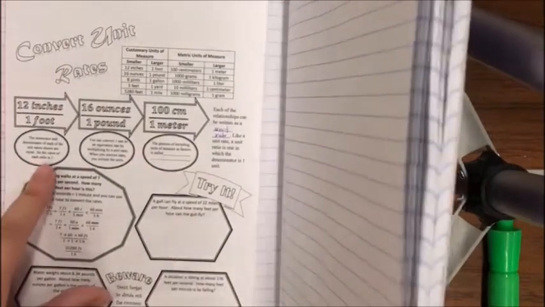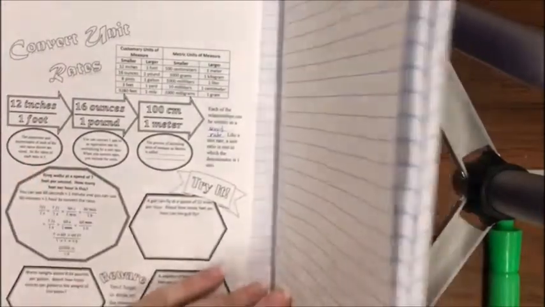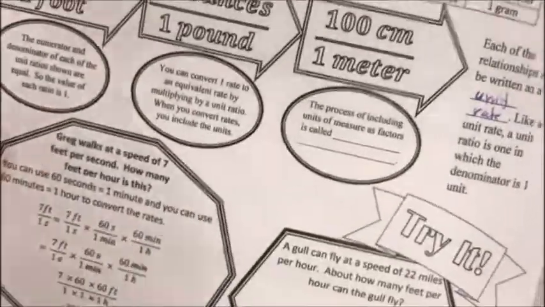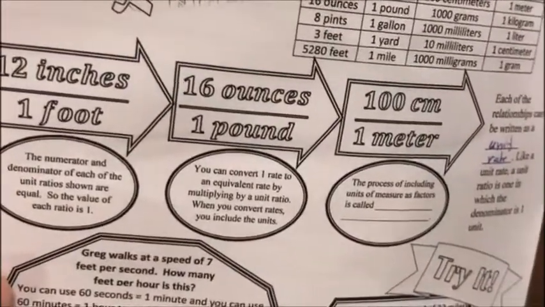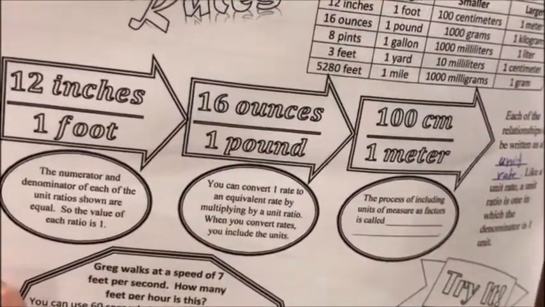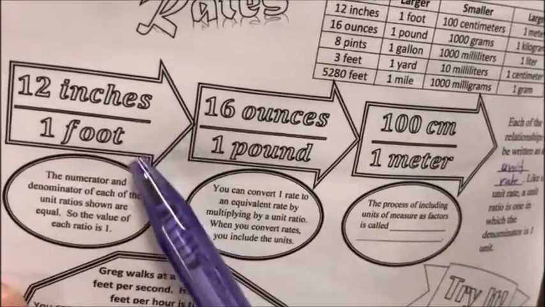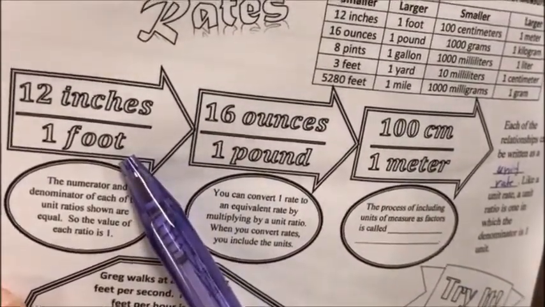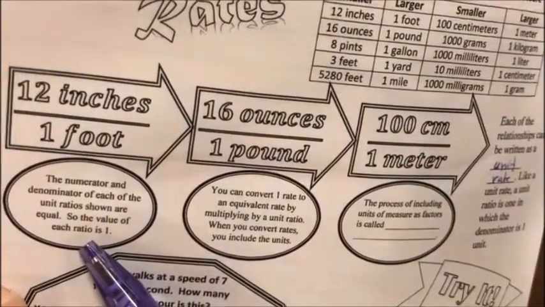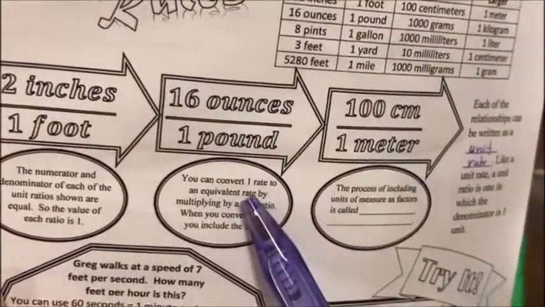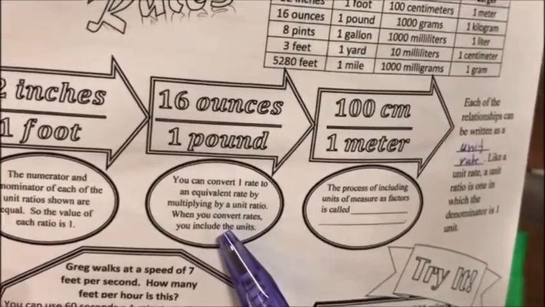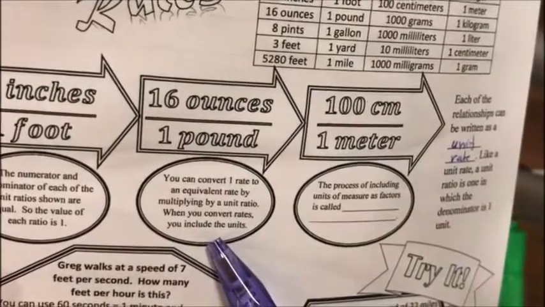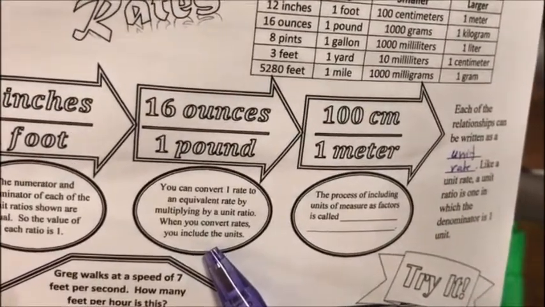So we can see over here where it says 12 inches and 1 foot. I'm going to do this so it's a little bit easier for you to see, a little bit closer. It says the numerator and denominator of each of the unit ratios shown are equal. So you can see that 12 inches is the same as 1 foot. So the value of each ratio is 1. You can convert one rate to an equivalent rate by multiplying by a unit ratio. When you convert rates, you include units. So make sure you always include the units every time you do this.